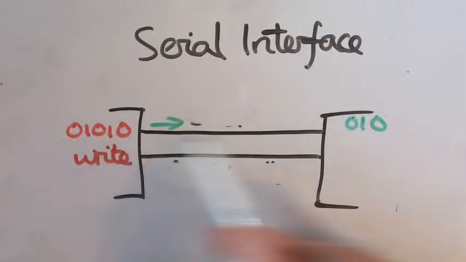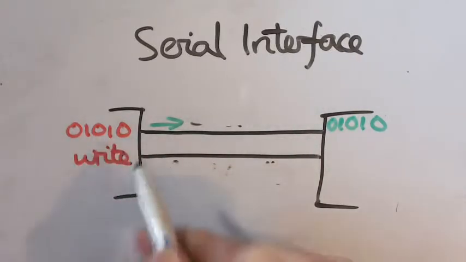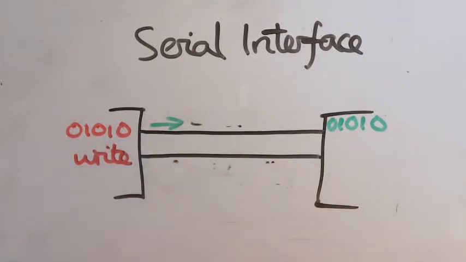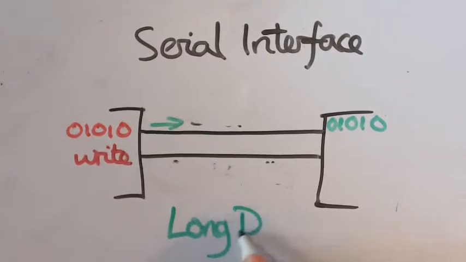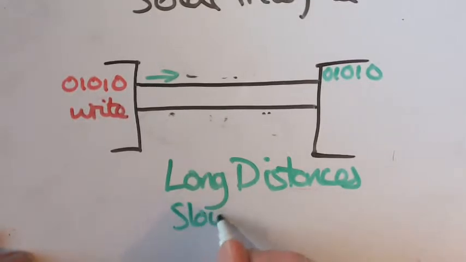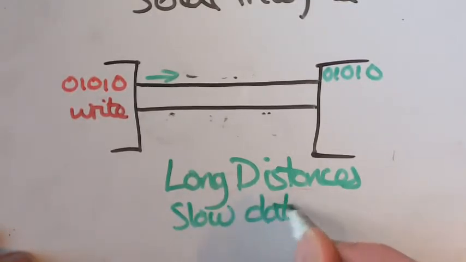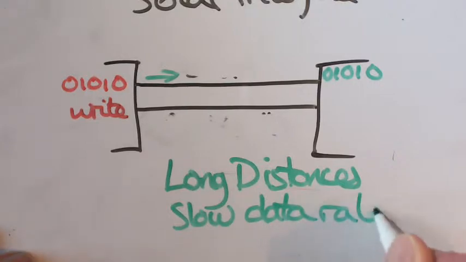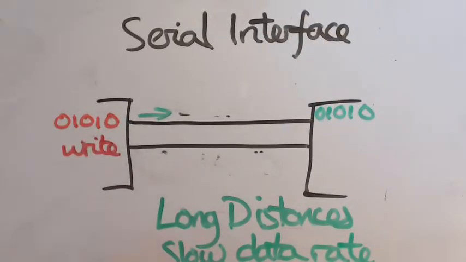So it's rather slow, but it's good for long distances, because it does one at a time, so there's no confusion. So this is a serial interface, so it's good for long distances. But since it is one bit at a time, it's slow data rate. So that's your serial interface.